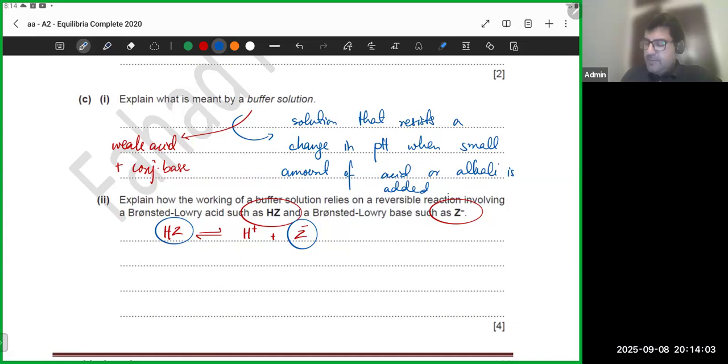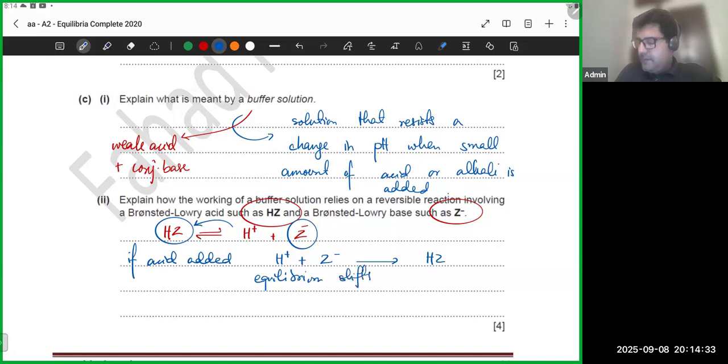Explain how the working of a buffer relies on a reversible reaction involving a weak acid such as HA. You're going to state that if acid is added, that means you're adding H+. So who accepts it? A- accepts it, and it becomes HA. So your equilibrium gets pushed backwards, right? So you're going to write that the equilibrium shifts to the left.